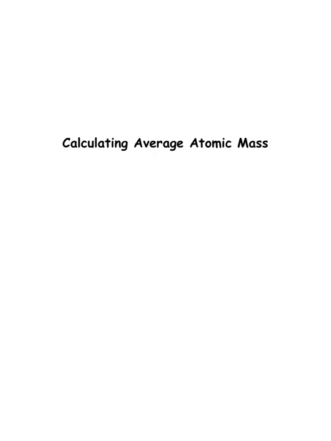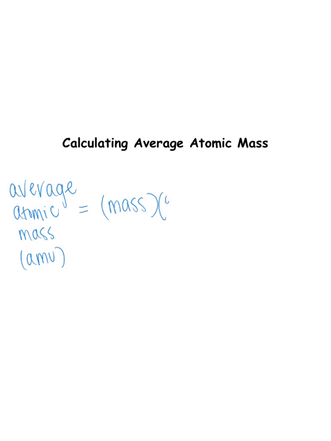Let's start our equation by writing average atomic mass on the left-hand side. Average atomic mass is in units of AMU, which stands for atomic mass units. Now, the first part of the equation, on the right-hand side, is vital information about the first isotope of that element. Vital information includes the mass of that isotope as well as the percent abundance of that isotope.